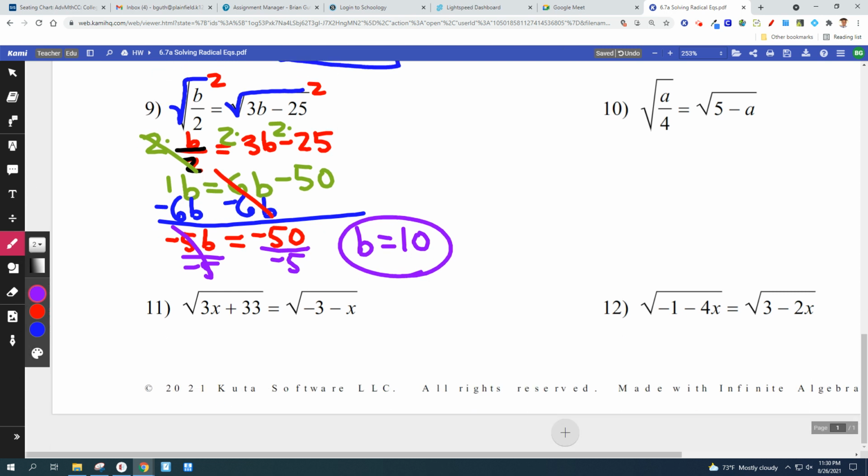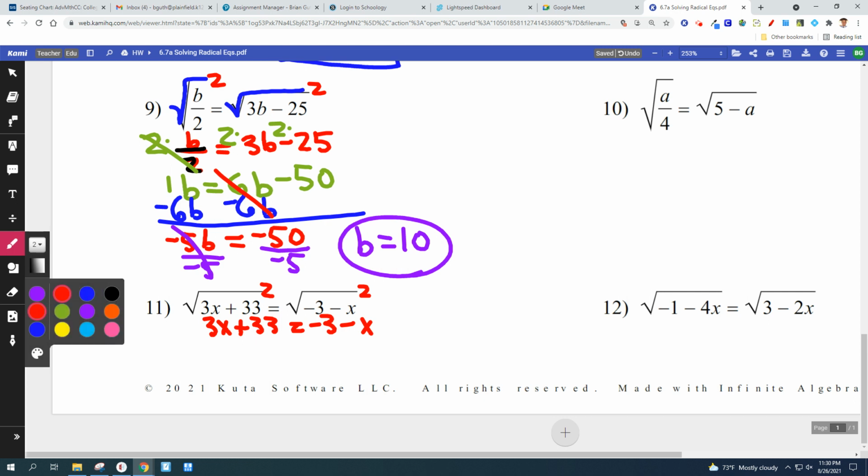I don't have much room on number 11, but it's pretty much the same thing, right? You've got a square root on both sides, so let's just square both sides. Square both sides, and the square root goes away. I've got 3x plus 33 equals negative 3 minus x. Again, I've got some like terms on both sides of the equation.